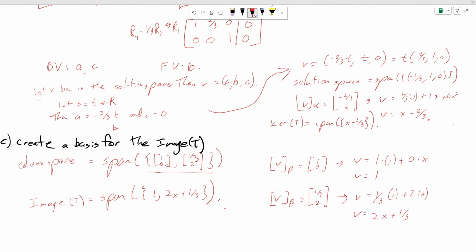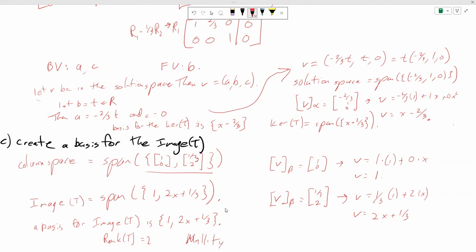So now a basis for the kernel of T is the set x minus 2/3, and a basis for the image of T is the set 1, 2x plus 1/3. And our rank of T equals 2, our nullity of T equals 1, and the rank plus nullity equals 3, which is equal to the dimension of the vector space V.